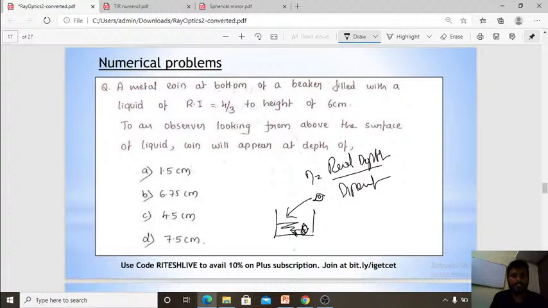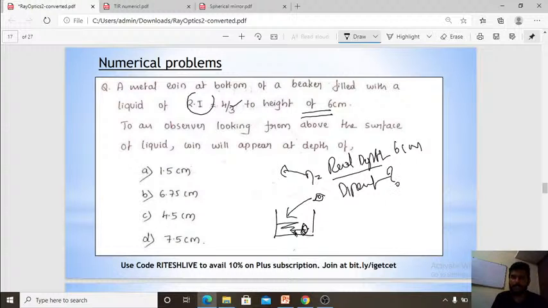Here, a metal coin is at the bottom of the beaker filled with a liquid of refractive index, how much have they given? 4 by 3. That is nothing but eta. So 4 by 3 they have given, at a height of 6 centimeter. The real depth is 6 centimeter. Now an observer looking from above the surface of the liquid, the coin will appear at a depth of what? Yes, that apparent depth you need to find out.